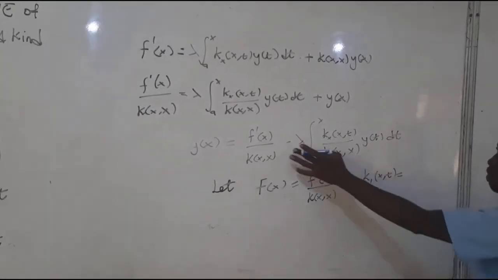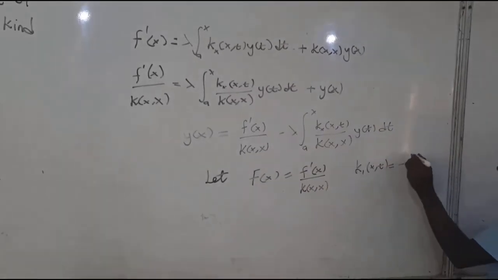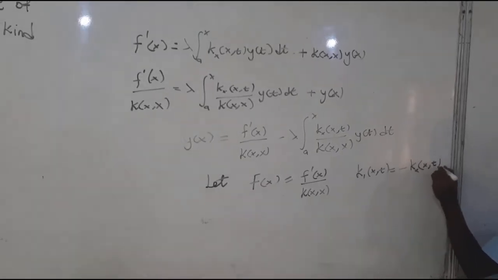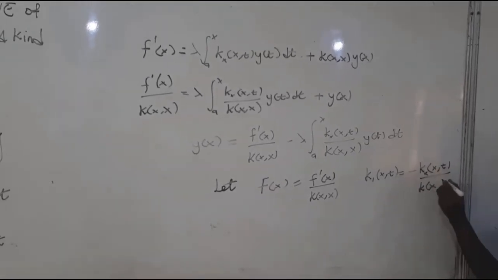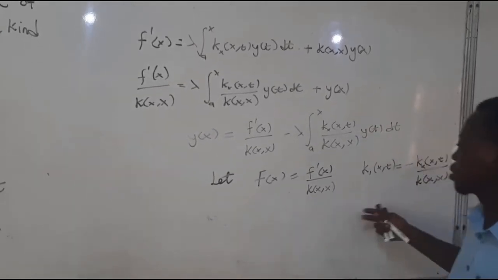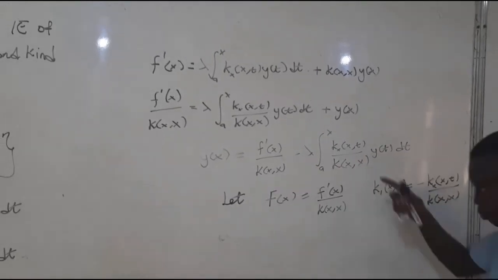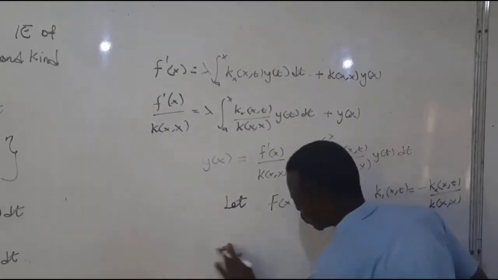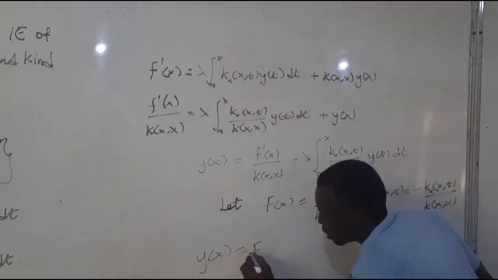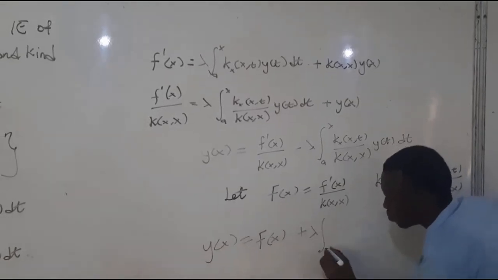Which is equal to, we can bring the minus inside. So let's see minus. So this is our new kernel. Now let's replace these two into the equation here: capital F of s plus lambda.